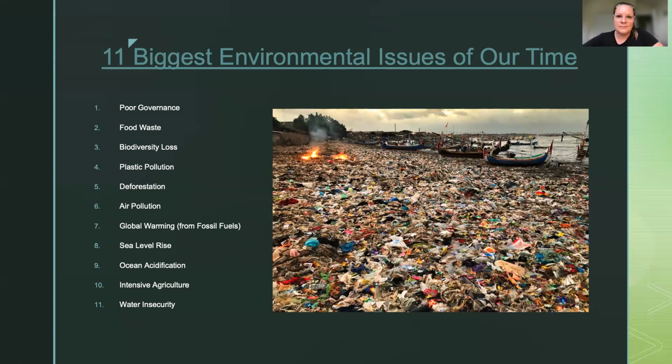All of this brings us to what, there's a link here in the slides, when you look at the slides yourself, to what some would call the 11 biggest environmental issues of our time. So the first is poor governance. We as a people across the globe are really not very good at coming together, making collective decisions, and following through on the actions that we propose.